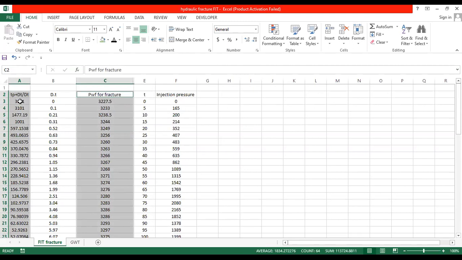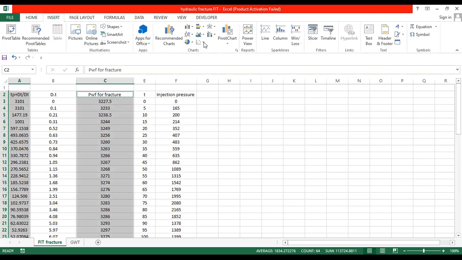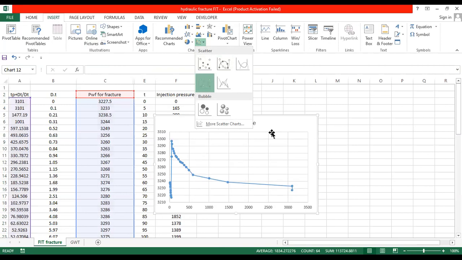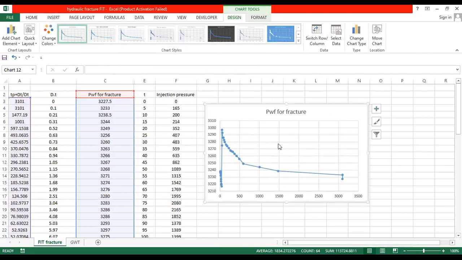So the y-axis is (TP + ΔT)/ΔT, and the x-axis is PWF. Let us see how we need a parallel line to understand that the reservoir is having fracture. So we are getting some random graph.